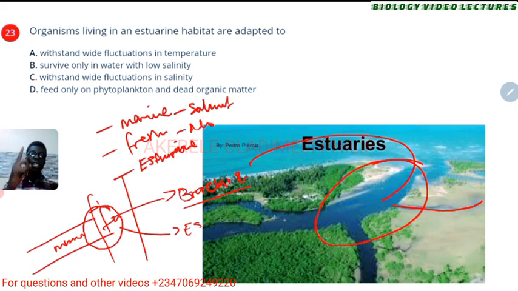So that means animals that will survive there must be able to do what? Withstand wild fluctuation in temperature, no. Survive only water with low salinity, no. Wild fluctuation in salinity, yes. That's our answer. So that means when they swim towards this side, or when the water from here comes here, they must be able to still stay alive. And when the normal fresh water from the river comes, they must be able to also stay alive in both of that.